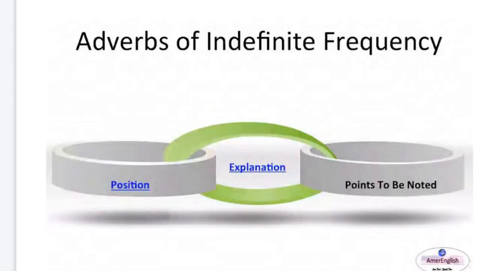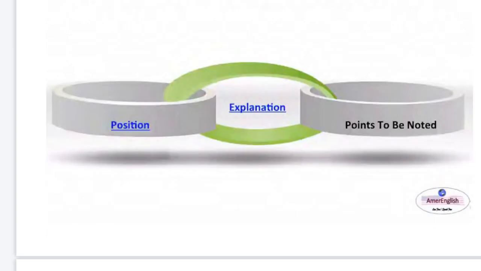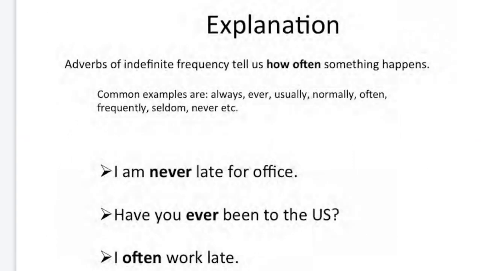Next is adverbs of frequency. These are very, very important. Adverbs of frequency tell us how often something happens. For example, always, ever, usually, normally, often, frequently, seldom, never. They tell us about when something happens or how often something happens. For example, I am never late. So never is an adverb of frequency. Frequency means how many times something happens. For example, if I eat 3 times a day, then 3 is my frequency. If I take a bath 5 times a day, then 5 is my frequency.